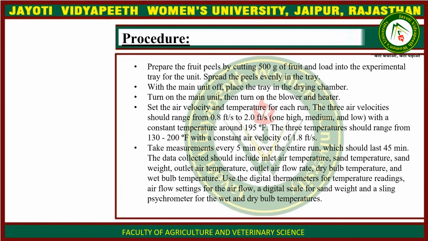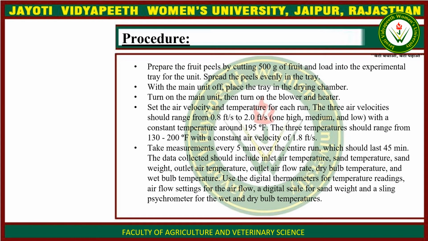Then the procedure. First of all, prepare the fruit peels by cutting 500 grams of fruit and load into the experimental tray for the unit. Spread the peels evenly in the tray. With the main unit off, place the tray in the drying chamber. Turn on the main unit and then turn on the blower and heater. Set the air velocity and temperature for each run. The three air velocities should range from 0.8 feet per second to 2.0 feet per second: one high, medium and low. The temperature is 130 to 200 degrees Fahrenheit with a constant air velocity of 1.8.